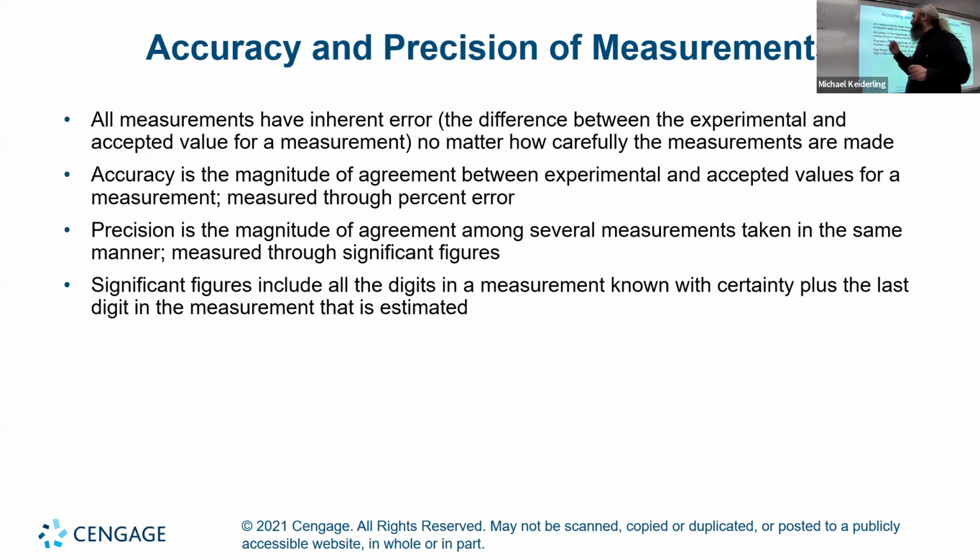You could have a precise measurement that was not accurate. So this, you've got your setup. You have a very controlled setup, so you're always going to be hitting the same spot. But that spot is not where you want it. The spot is not the bullseye. So that would look something like this. This is precise, not accurate.